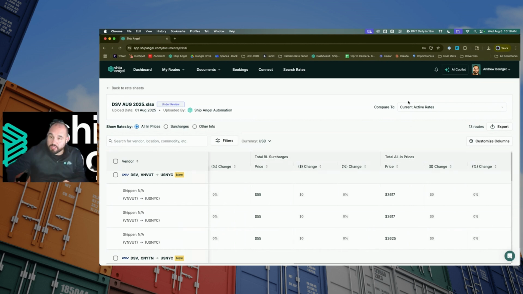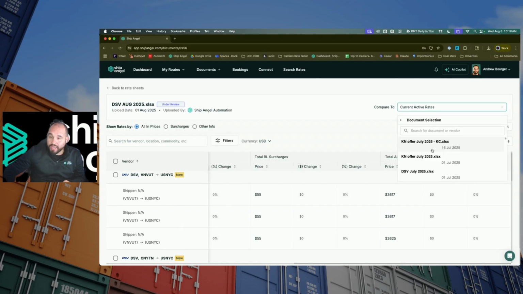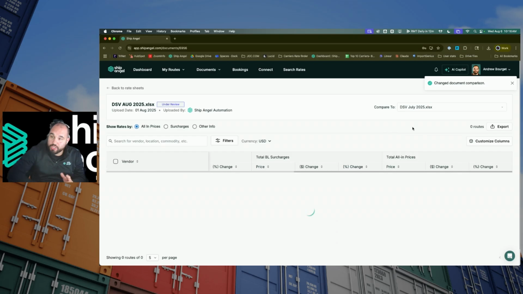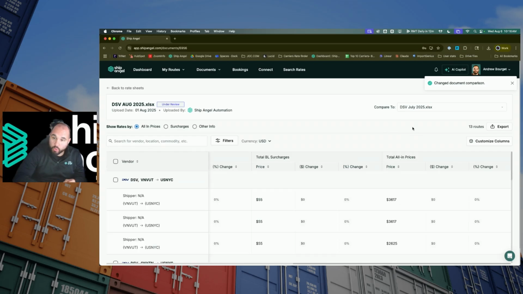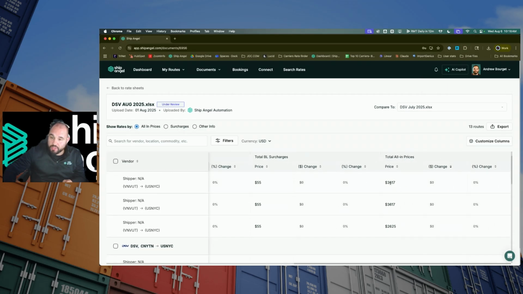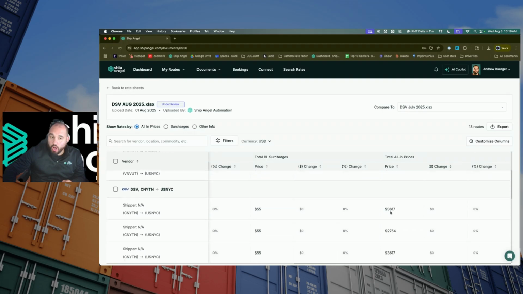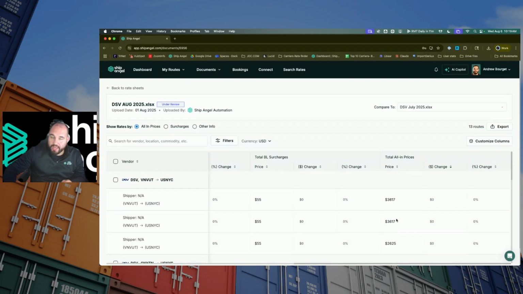What's useful here is in the top right, I can compare two active rates, or I can go back and look at rates from a different month. In this scenario, I'm going to select July 2025. The system is now going to compare these rates versus the rates that came in July. What is the dollars and cents difference between these rates? And what is the total all-in value of these rates that have come in?